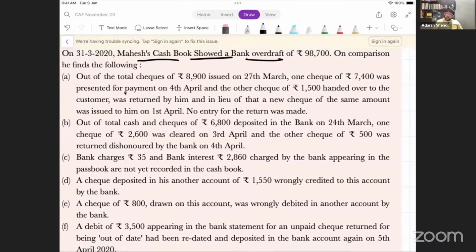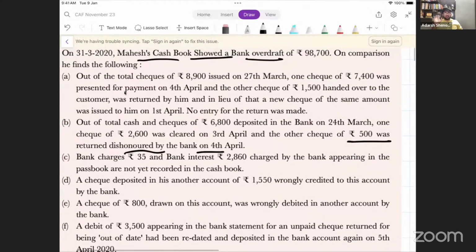And the other check of 500 was dishonored by the bank. This is also similar. I have increased it in the cash book, 500 rupees, but it does not get increased in the passbook because the banker is rejecting the check. So he's dishonoring the check. That dishonor will be recorded eventually in the cash book and this will be reduced. But as of now, we did not know it. On 4th April it gets dishonored, so that is why we have not reversed this.